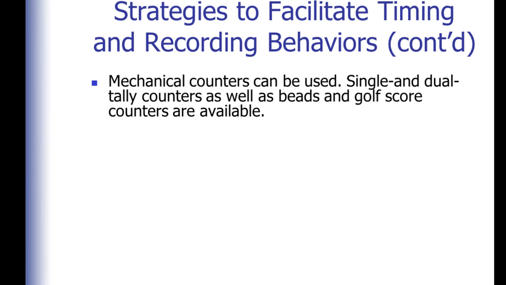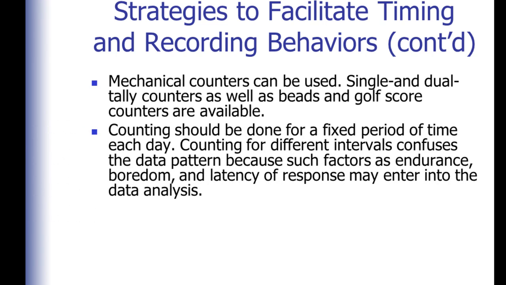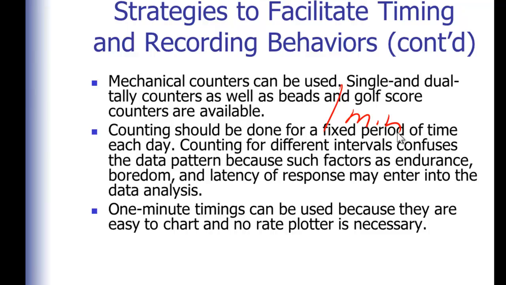Okay, mechanical counters can be used, like single and dual counters, as well as beads, golf score counters, and stuff like that. Golf cart clicker, with your hand. Counting should be done in a fixed period of time each day. Counting for different intervals confuses the data pattern because of such factors as endurance, boredom, latency. And that's why the 1 minute thing comes in, because most of them will give you 1 minute of effort.